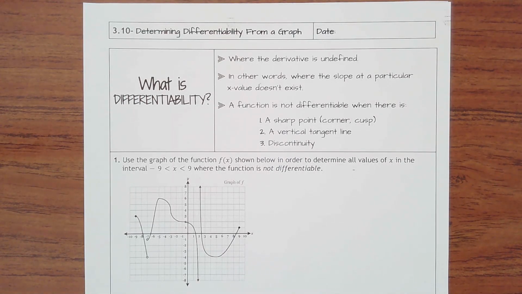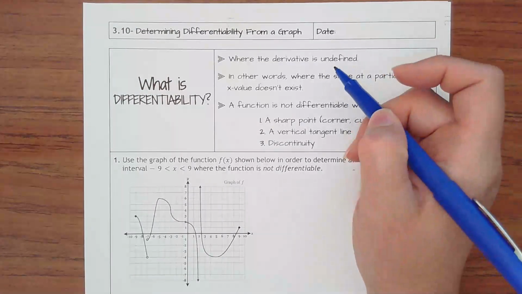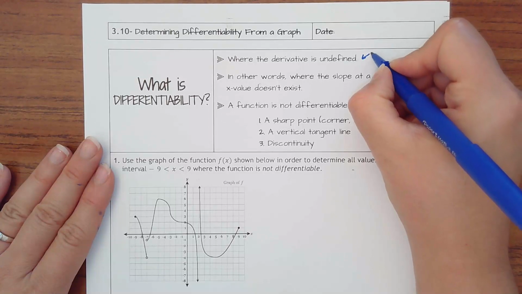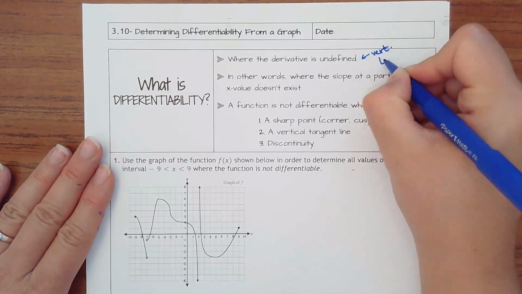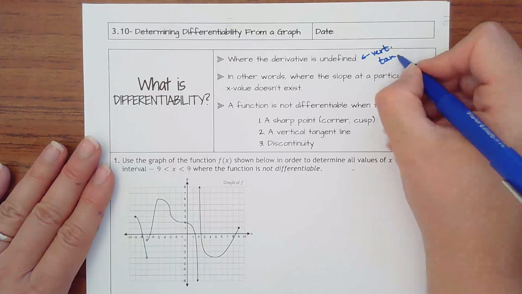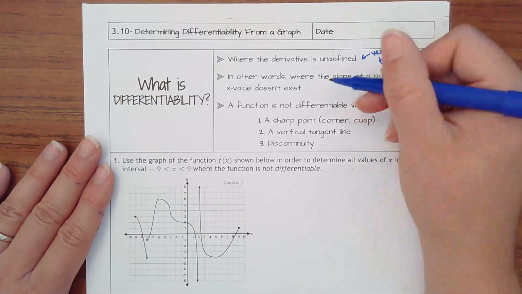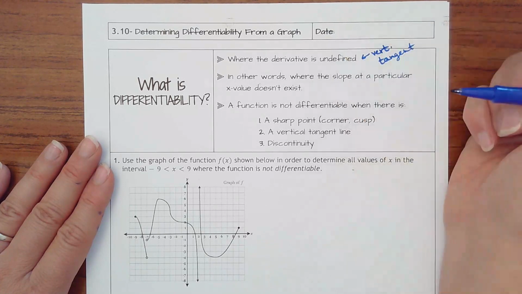3.10, determining differentiability from a graph. Try saying that word, differentiability. Well, differentiability is, can you take the derivative at that value? So if the derivative is undefined, that means a vertical tangent line. Because remember, vertical lines have undefined slope. In other words, it's where the slope at a particular x value doesn't exist.